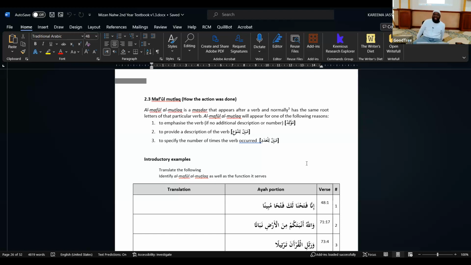That's the effect of the maf'ul mutlaq, right? He says darabtuhu darban, like he really hit him. Now if there was a hit, you understand, that's the effect of maf'ul mutlaq. He beat him a beating, right? So you see that it's somewhat used in the English language as well, right? It says sharabtu shurban, I drank a drinking. This is he really took a gulp of that. That was a sip, if I ever saw a sip.